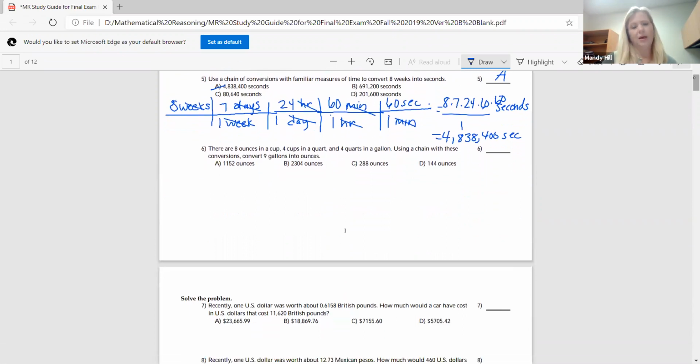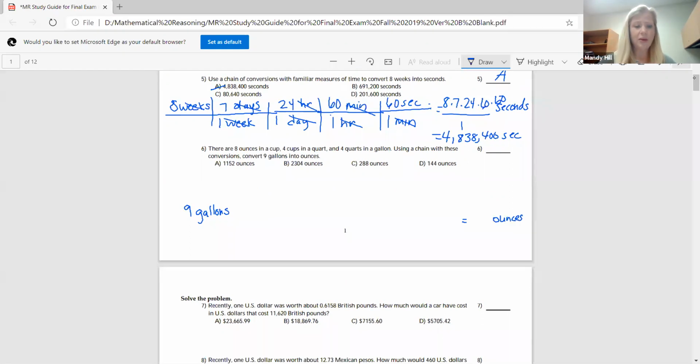Okay, number 6 says there are 8 ounces in a cup, 4 cups in a quart, 4 quarts in a gallon. Use a chain with these conversions to convert 9 gallons into ounces. So I'm going to kind of scoot down here. So we want 9 gallons and we want the answer to be in ounces.